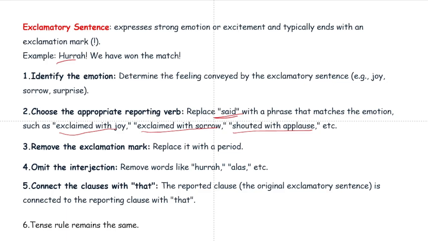Then we are supposed to omit the interjections, like hooray, alas, right? These interjections will be removed. Why are we supposed to remove them? Because we are already using these hooray and alas in our reporting verb. The tone or the mood or the feeling of these interjections is conveyed with the help of the reporting verb. Clear? Next, we are always going to connect the way we were doing earlier in our assertive sentences. Clear? And the tense rules remain the same.